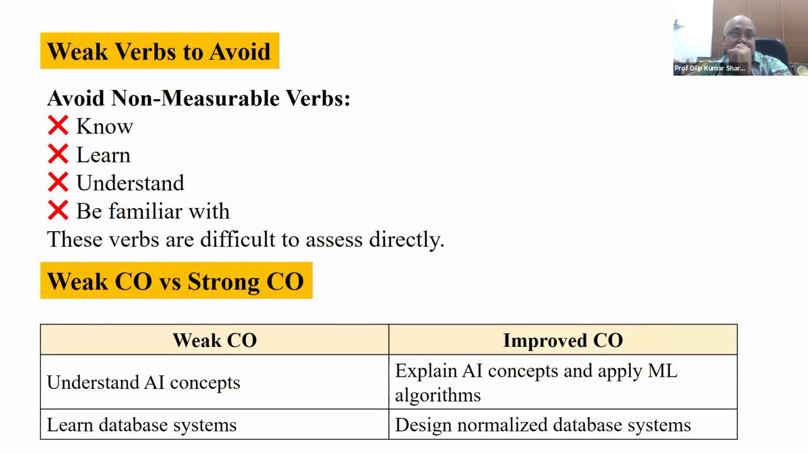Now see weak verbs to avoid. So avoid non-measurable words: know, learn, understand, be familiar. Earlier also I asked you, again I am repeating, we should not use like that. We have to think clearly in the mind because we have to assess the thing. We have to measure the things. So a weak CO means understand AI concept; an improved CO means explain AI concept. Learn database system becomes design normalized database system, or something like that.